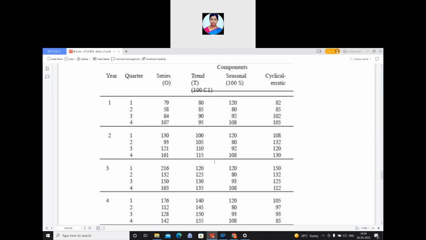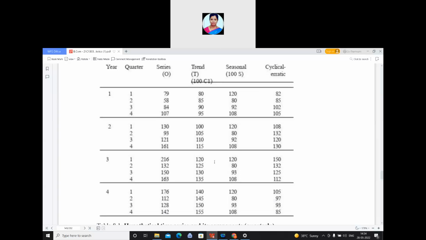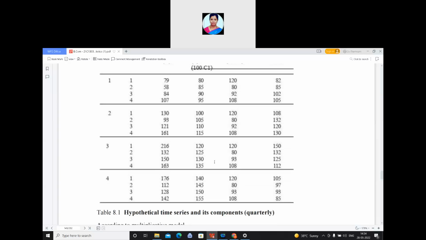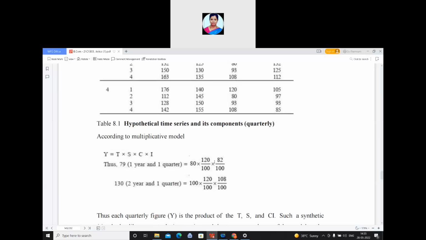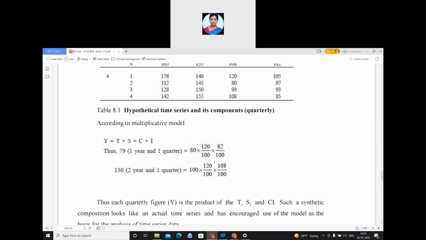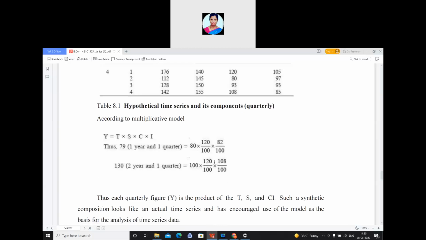So we can list this in this manner. It is a decomposed time series. So the hypothetical time series and its components are decomposed into quarters. According to the multiplicative model, Y is equal to T into S into C into I.